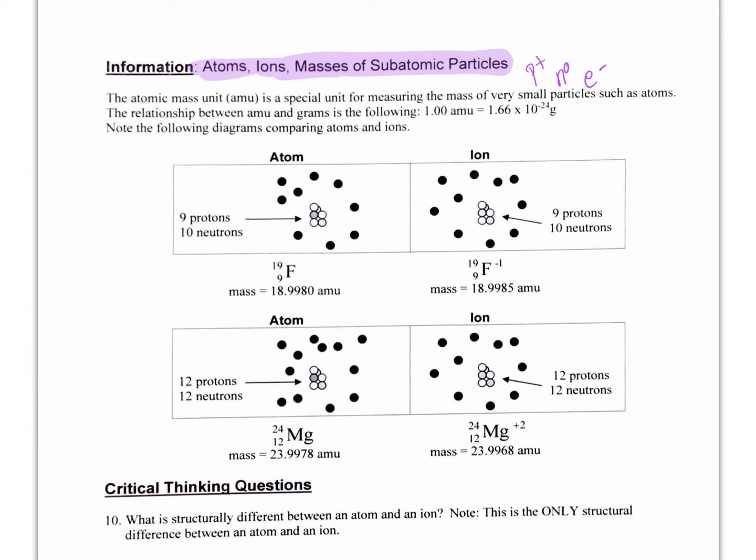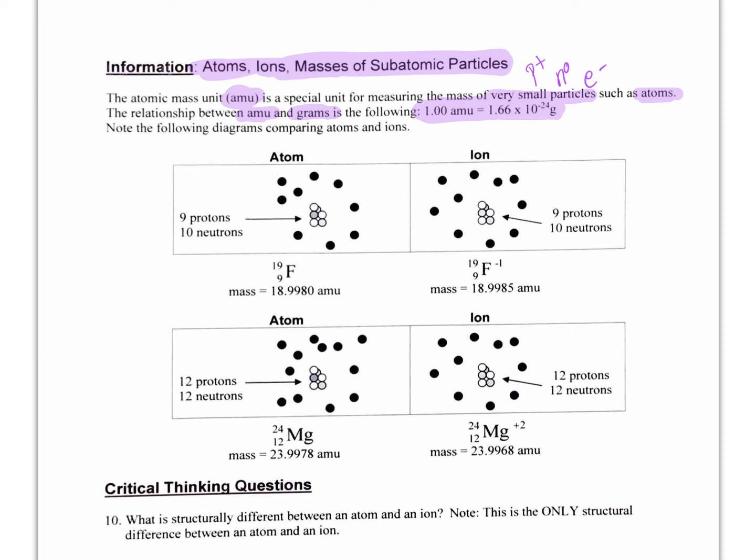All right, the atomic mass unit, which is also represented by AMUs, is a special unit for measuring the mass of very small particles, such as atoms. The relationship between AMU and grams is as follows: 1 AMU is equal to 1.66 times 10 to the negative 24th grams. So that is a conversion factor, and we will start using a lot of those soon.